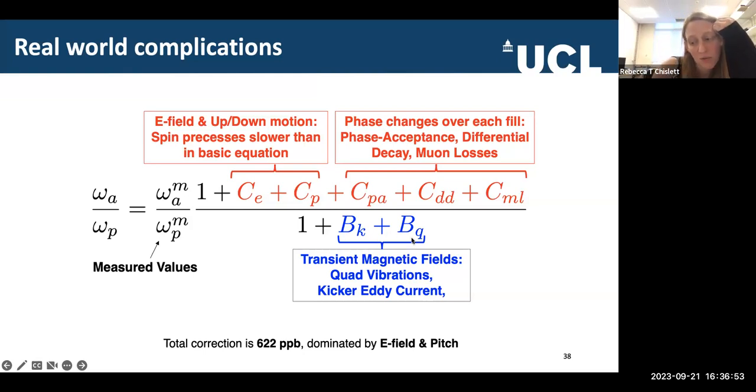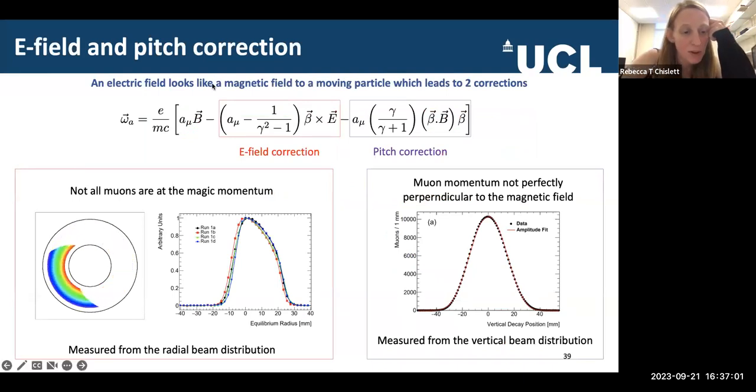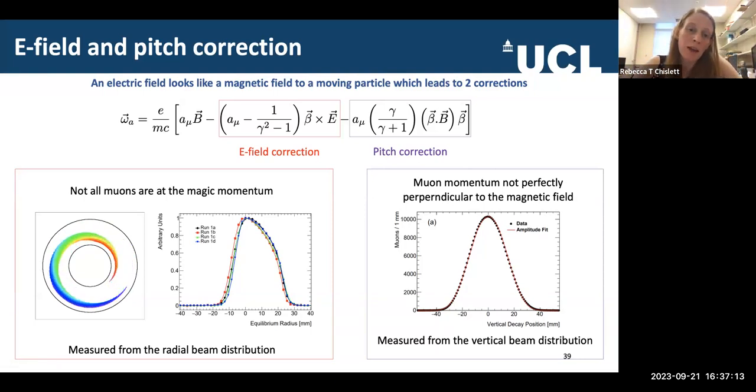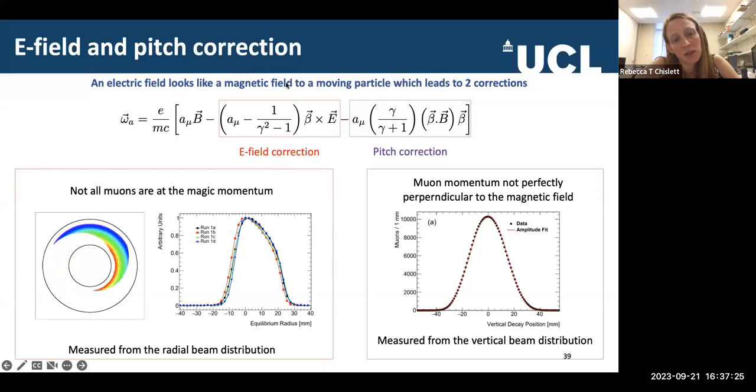So I'm going to try and talk very briefly through these, but I don't really have time to go into much detail. So to start with the first 2, which we call the E field and pitch correction, I showed the basic equation, but because we have the electrostatic quadrupoles for focusing the beam, an electric field looks like a magnetic field to a moving particle. And so you get these 2 extra terms. So the first one is the source of the E field correction.